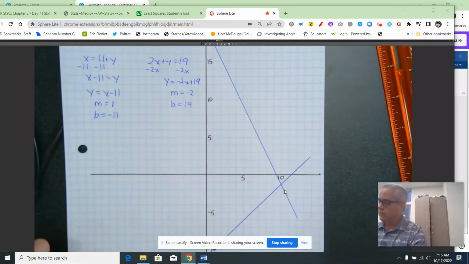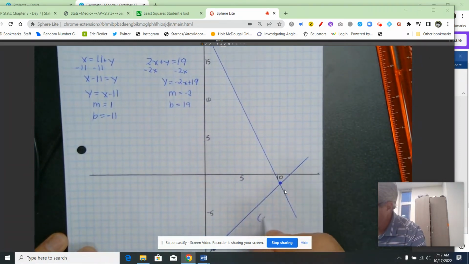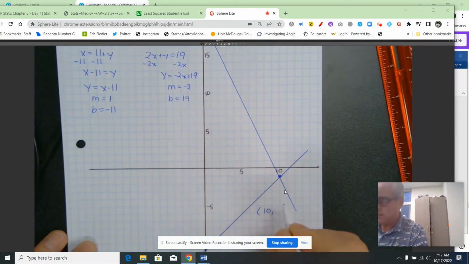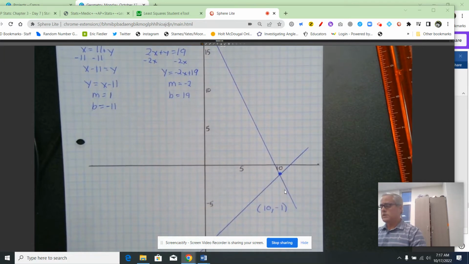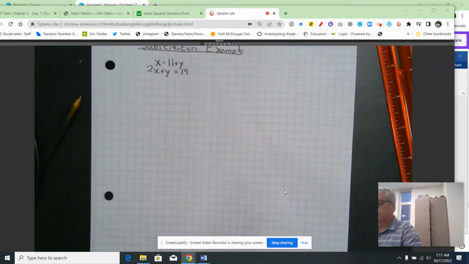Now, what do we see? Well, we see that the graph crosses right about here. That point is 10, negative 1 right there. The solution from graphing is where the lines cross. If they don't cross, no solution. If they cross, then that's the point that you have to figure out, and it looks like it's about 10, negative 1. So that's graphing. Here come the other two.